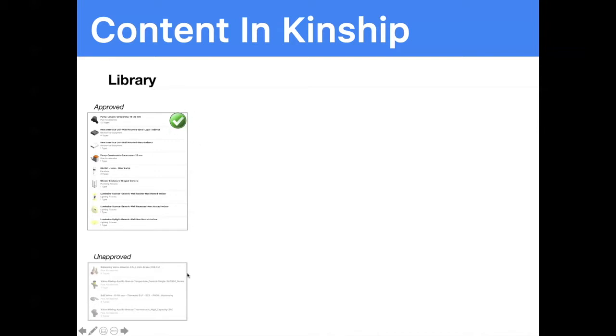The library also has a space called unapproved. Unapproved content does not appear when users do a search. So if they're searching in Revit for content, unapproved does not appear. Only admins can put approved content into the library. Regular members can put content into the unapproved library, but not approved.